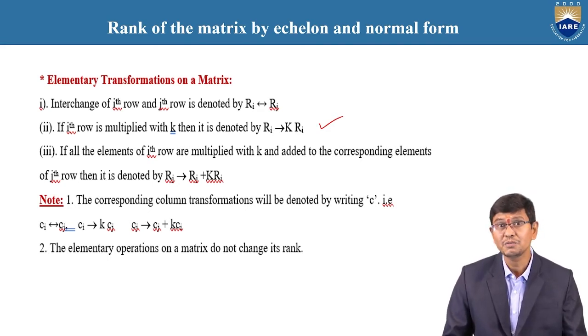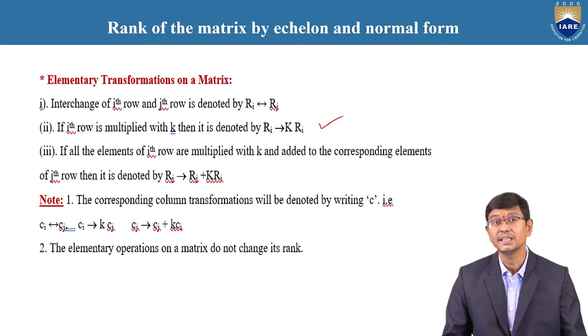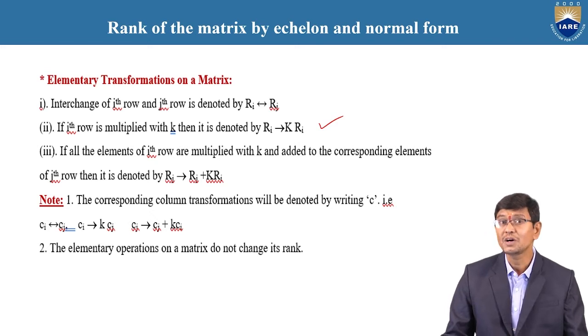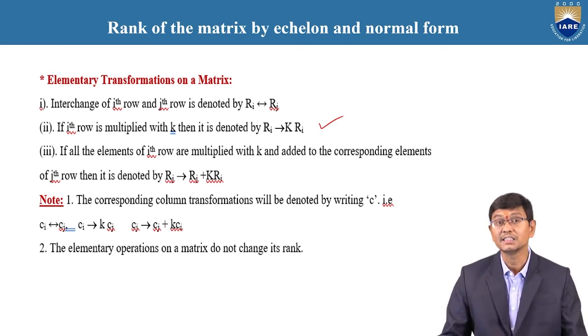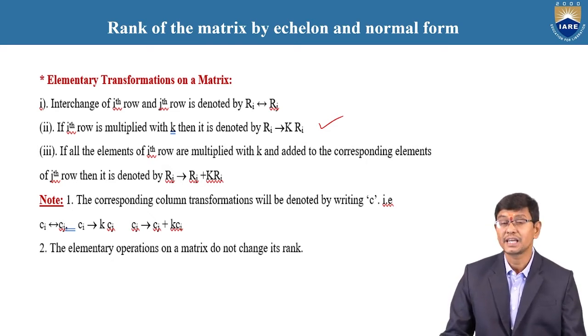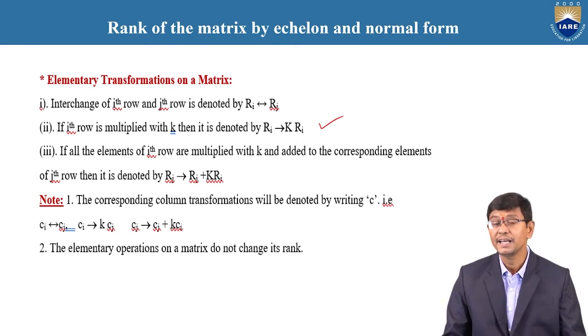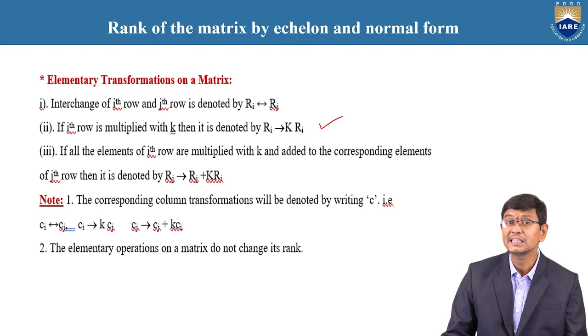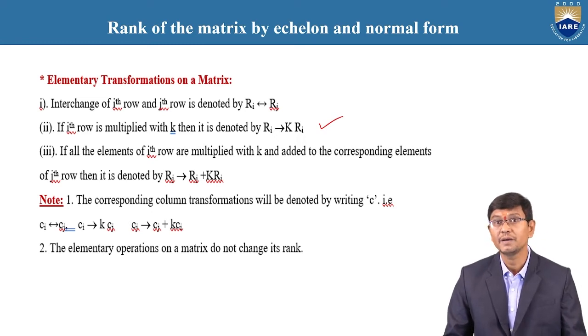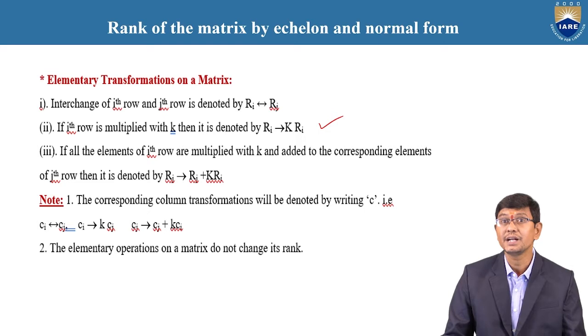Similarly, if we consider it in terms of columns, that is a column operation. Same here also. The first one is the interchange of any two columns, which is denoted Ci interchange Cj. The second operation is taking any column and multiplying it with any non-zero number, that is Ci becomes k into Ci. Similarly, the third is taking a column and adding to it another column multiplied with any non-zero number k, that is Ci becomes Ci plus k into Cj.